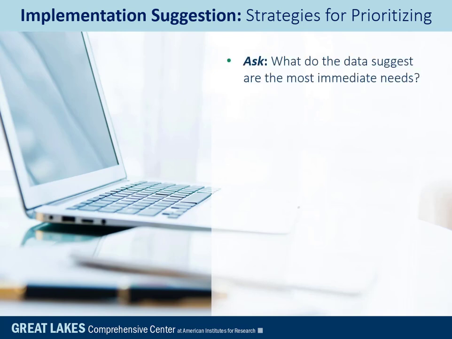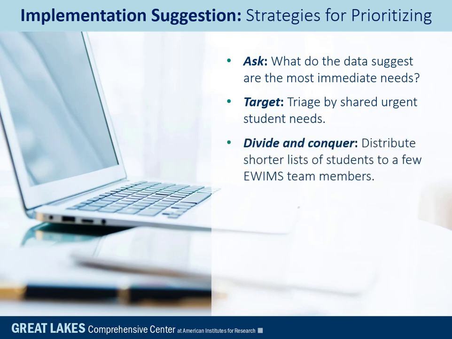Ask, what do the data suggest are the most immediate needs? Target your efforts by focusing on groups of students with similar flags. Triage by looking for urgent student needs that several students have in common. If the underlying root causes also match, you may want to assign these students to the same intervention or a group intervention. Divide and conquer by distributing shorter lists of students to a few EWIMS team members for data review, interpretation, and assignment to interventions. To create these shorter lists, consider grouping students by strengths, indicators, characteristics, conditions, or the specialties of EWIMS team members.